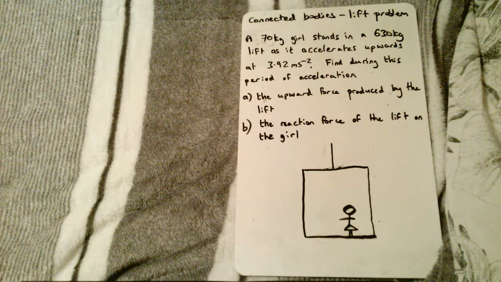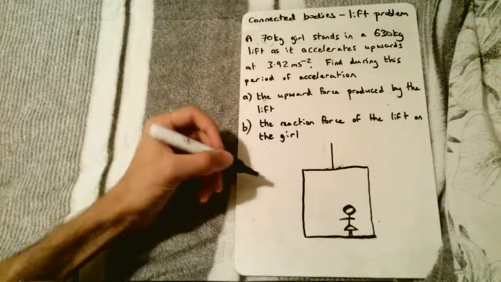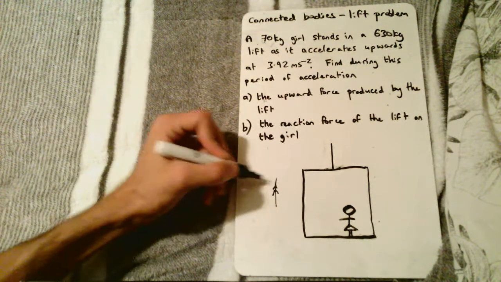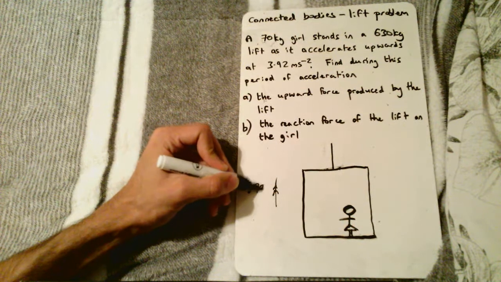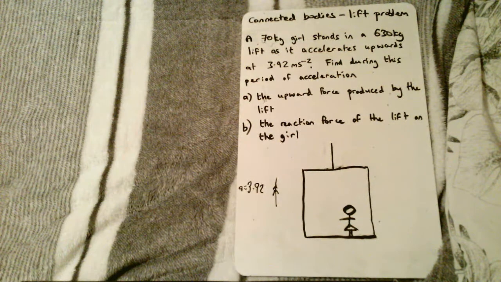And the lift is accelerating upwards at 3.92 meters per second squared. So our acceleration here is 3.92. Now, for any question, when we're dealing with a connected body or any sort of force question, we always have to draw the forces acting on the diagram. Now, because this is a connected bodies question, we might be looking at a whole system, we might be looking at different systems individually. So I'm going to use different colors to show the forces acting on each system.